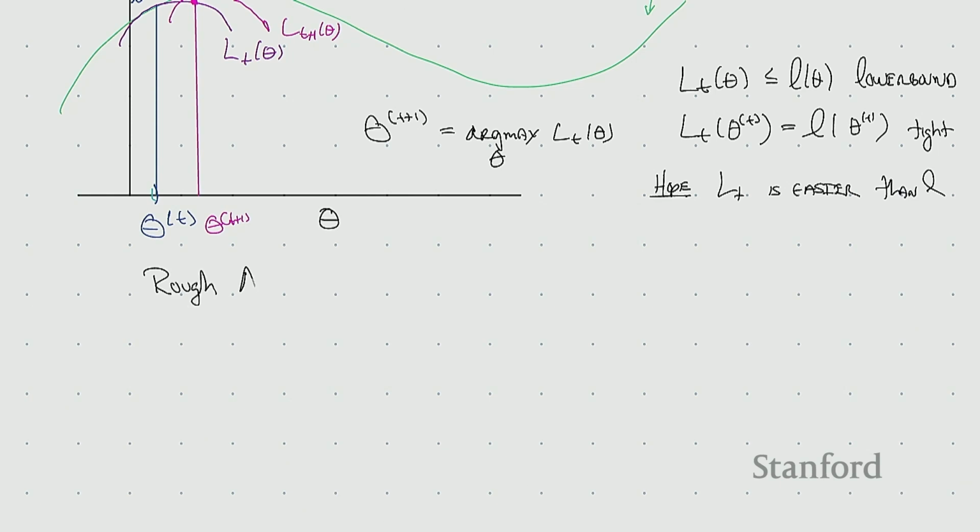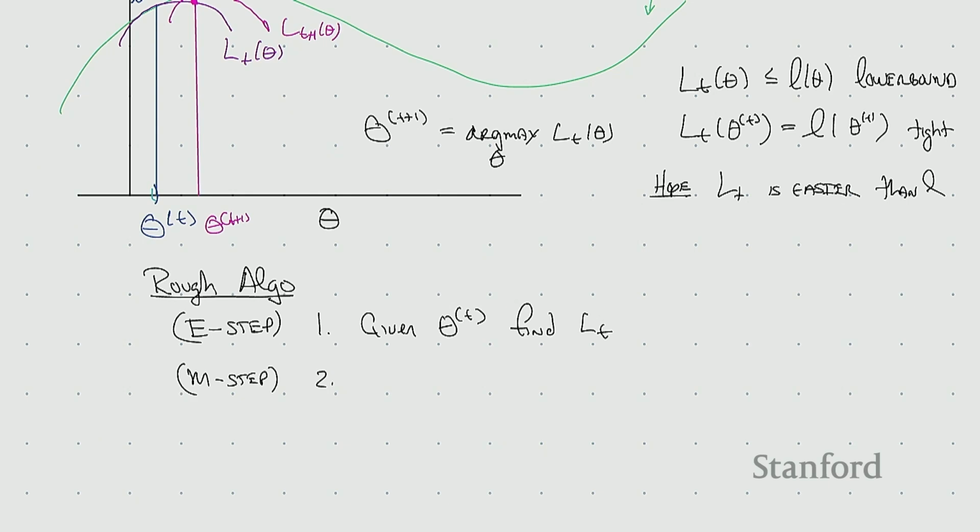So this is the rough algo. I'm just restating what's on the slide. I'm not giving you enough math. This is going to be called, not surprisingly, the E step. And this says, given phi t, find this curve, Lt. And then the M step, and together they are EM, given Lt, set phi t plus 1 equal to argmax over phi of Lt of phi.